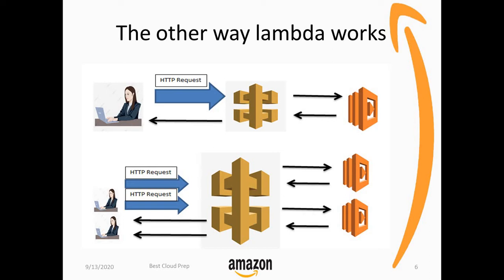And the cool thing about the way Lambda scales is, let's say we've got two users with two separate HTTP requests. Both will hit API Gateway and both will trigger the same Lambda function, but it will be separately run, as you can see in the diagram. So they will be separately isolated from each other. And of course, they will return a response back to the user.